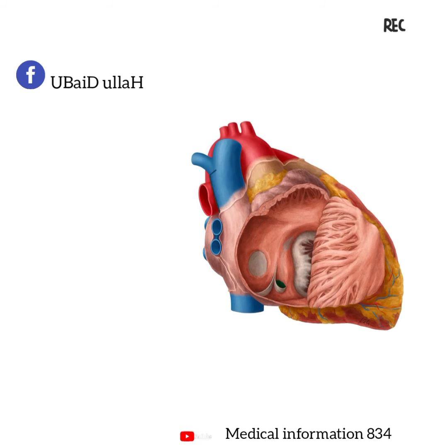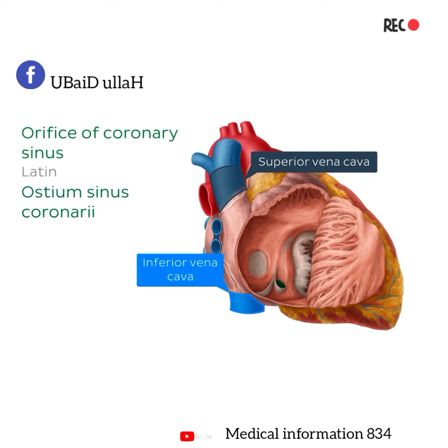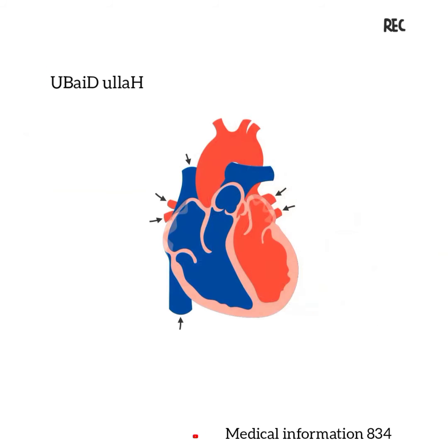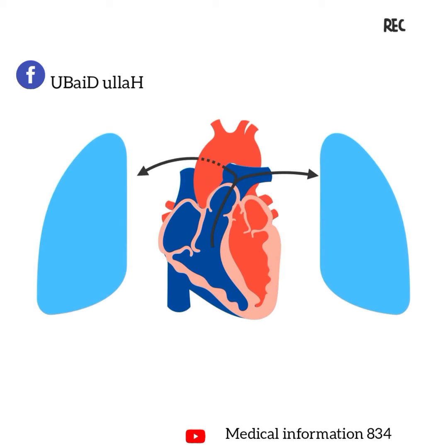The right atrium receives deoxygenated blood from the superior and inferior venae cavae, as well as the coronary sinus, which we will look at in a moment. When the right atrium contracts, it pushes blood through the right atrioventricular valve into the right ventricle. The right ventricle then contracts, passing the blood into the pulmonary trunk via the pulmonary valve to reach the lungs.